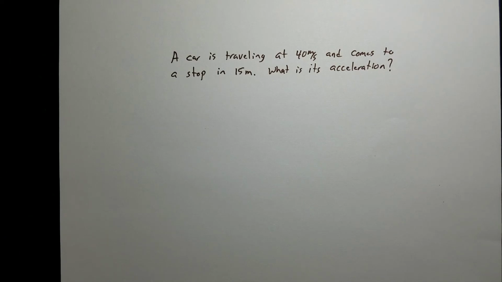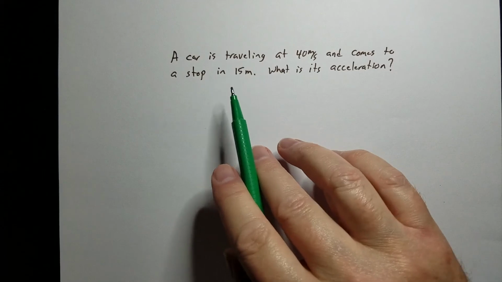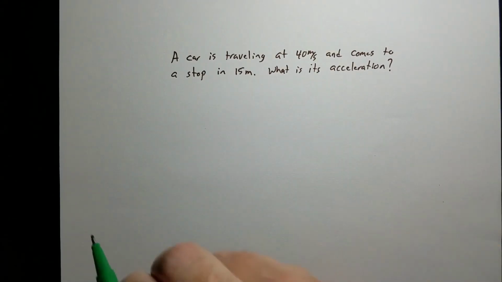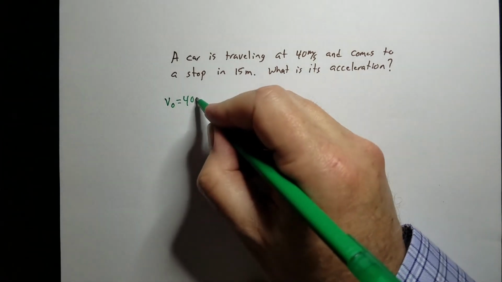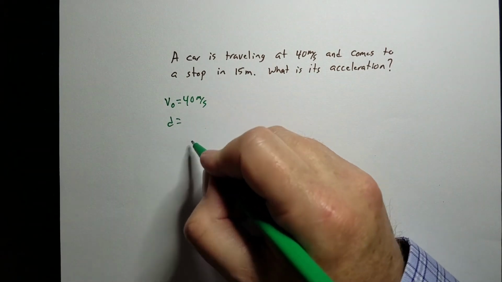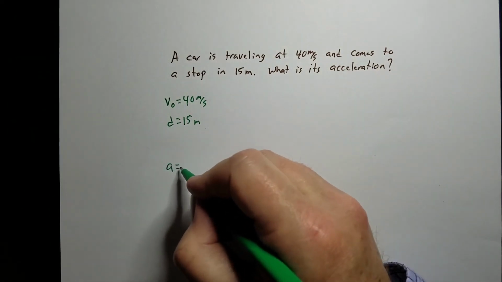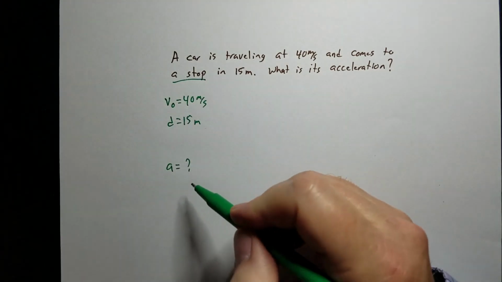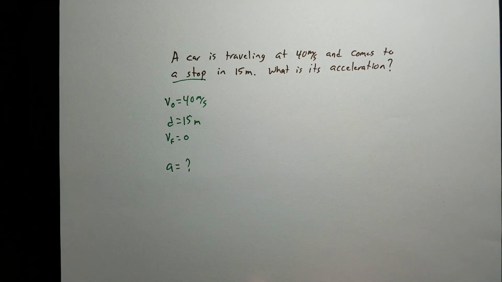Let's look at this one. We've got a car traveling 40 meters per second that comes to a stop in 15 meters. What's its acceleration? So we've got an original velocity of 40 meters per second and a distance of 15 meters. We want to know the acceleration. And we know another piece of information: it came to a stop, so our final velocity is 0.